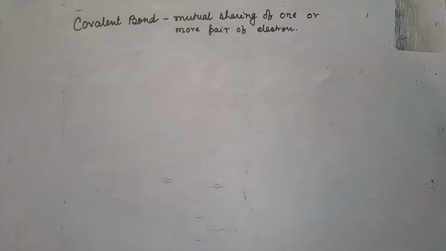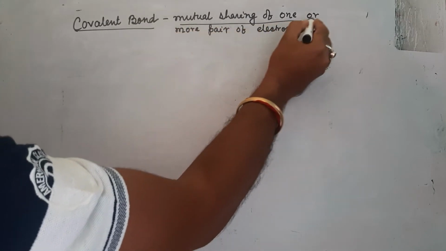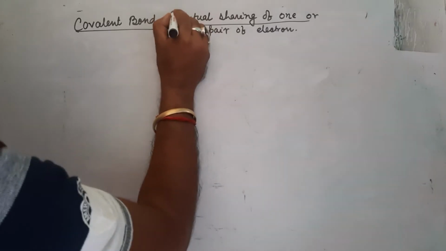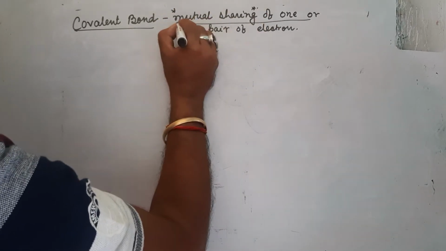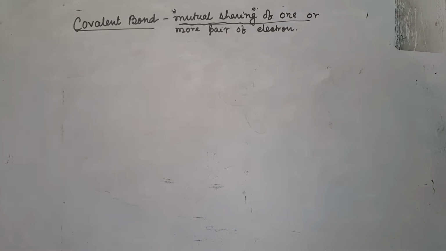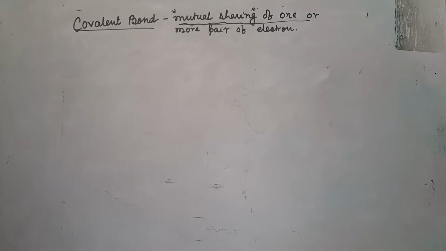So now, covalent bond. Covalent bond means mutual sharing of one or more pairs of electrons. This mutual sharing is very important. In a covalent bond, electrons are shared, and in an electrovalent bond, they are transferred. So in a covalent bond, mutual sharing is important.